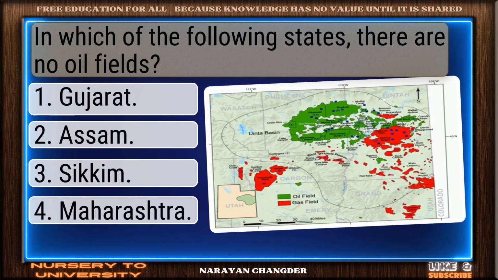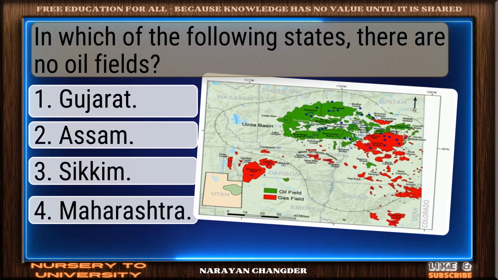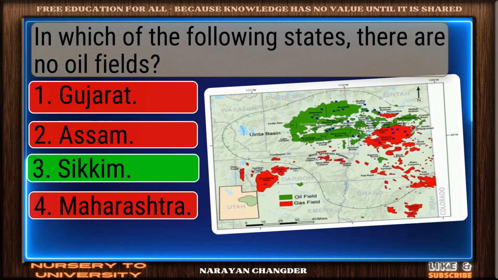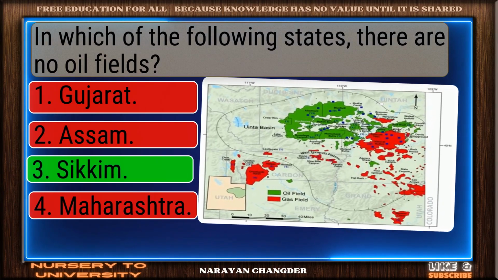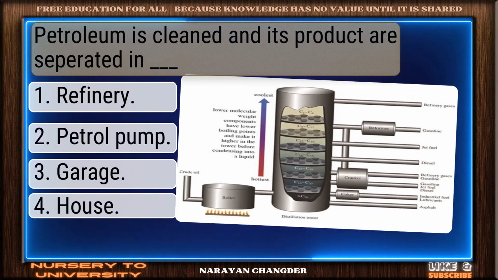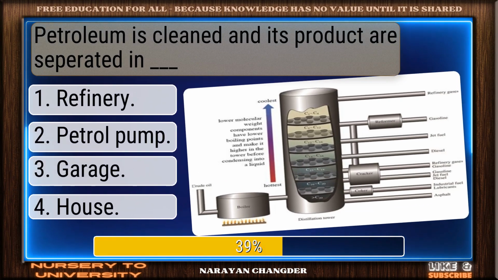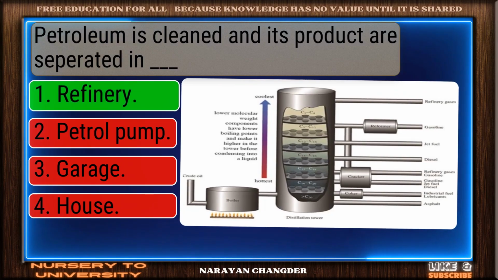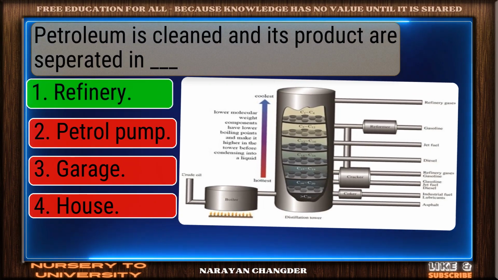In which of the following states are there no oil fields? Solid response. Sikkim is a valid choice. Petroleum is cleaned and its products are separated in dash. Correct response. Refinery is the most accurate answer.